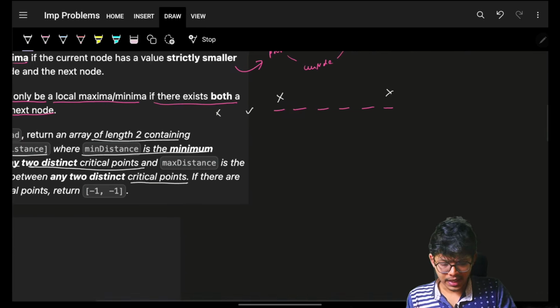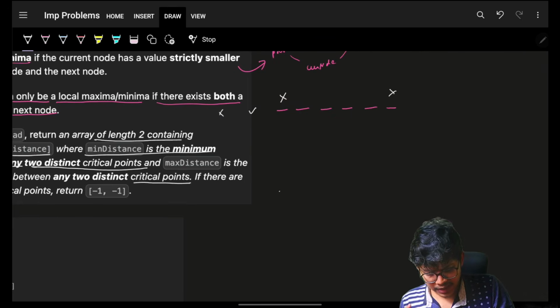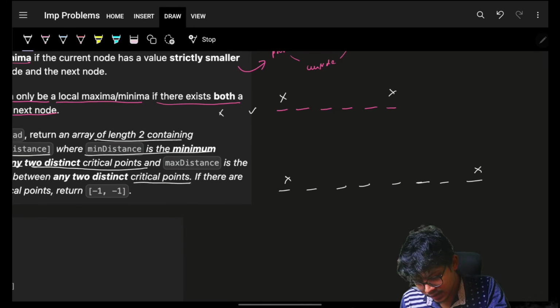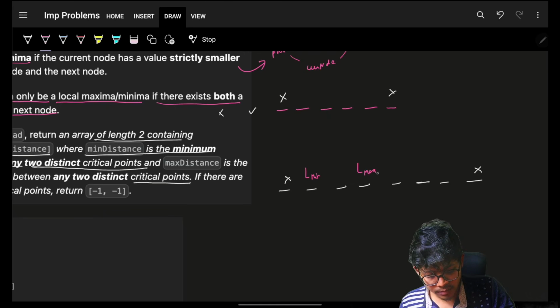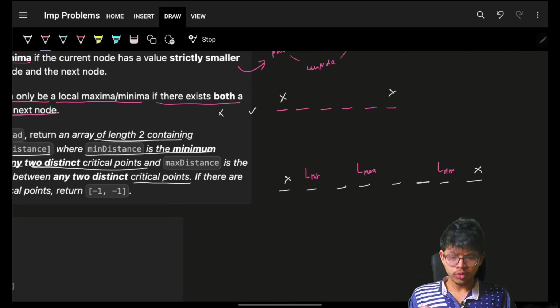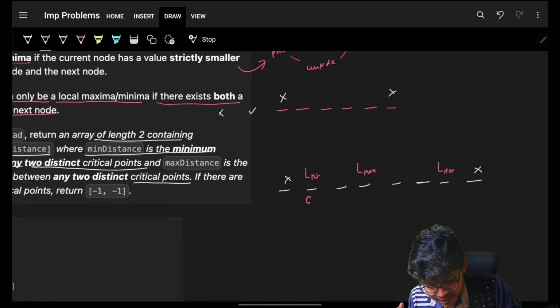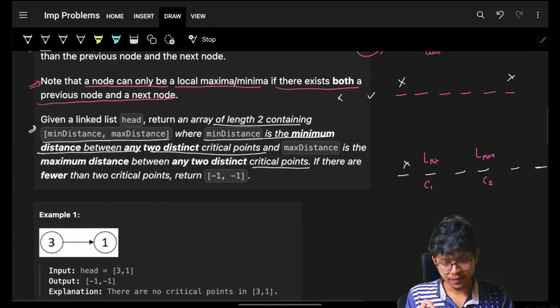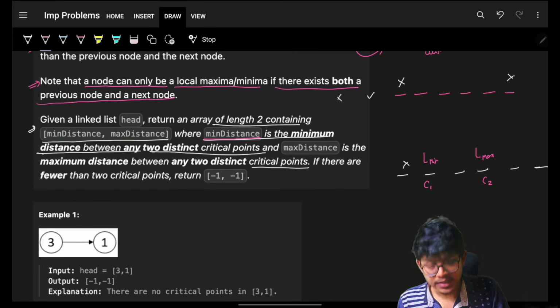You know, let's say that I have this array in which I for sure know that these points can never be my local maxima or local minima. Let us imagine that this point was my local minima. Let's imagine this point was my local maxima. Let's imagine this point was my local maxima. So we figured out that these points are the only critical points in this entire array. Now they are referring, you have to find the minimum distance between any two distinct critical points.